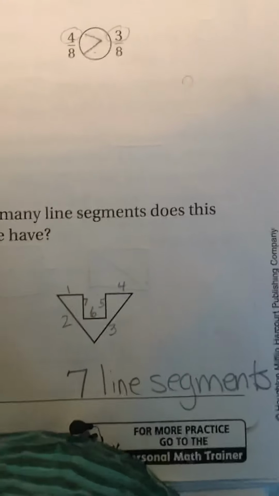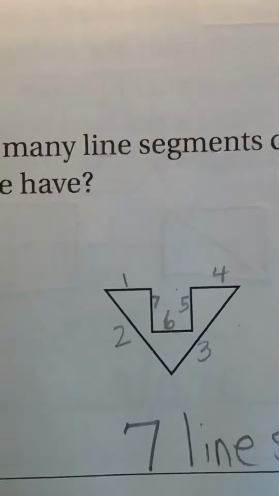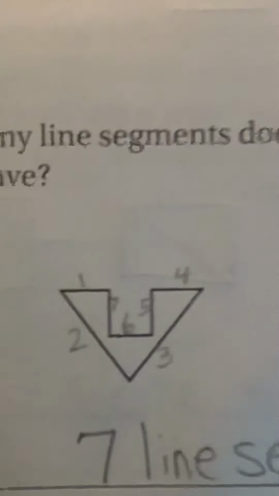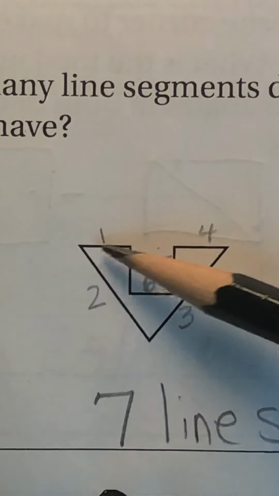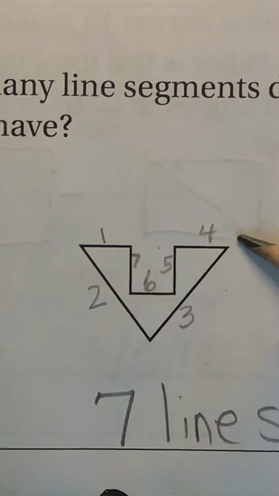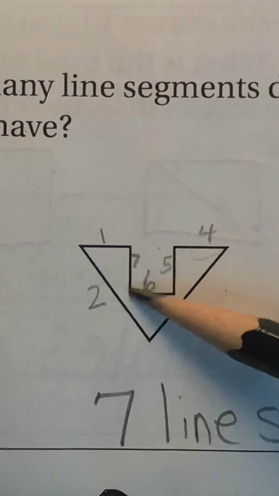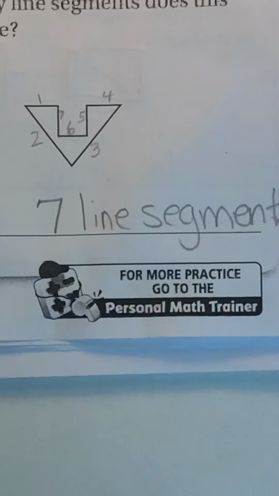And then number 6, I did not do with you, but I'm going to zoom in so you guys can see what you were supposed to do. It says, how many line segments does this shape have? So when you look at my picture, I counted every line segment. This is 1. This long line is 2. This is 3. This little line is 4. This little line is 5. This little line is 6, and this little line is 7. So how many line segments are there? 7 line segments.